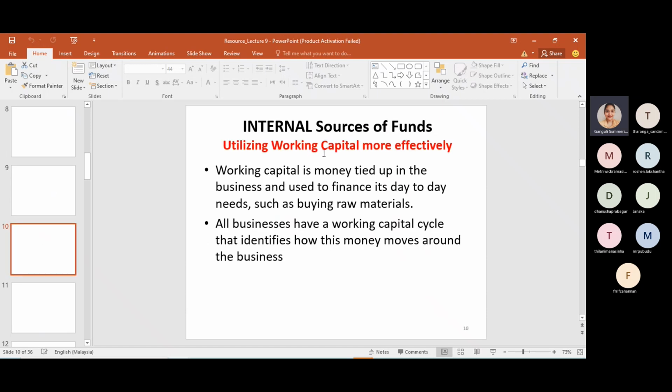Okay, so working capital. What is working capital? Working capital is money tied up in the business and used to finance its day-to-day needs, such as buying raw materials. Working capital means the capital or the money that you need for your day-to-day work happening in the company. Whatever amount of money you need to finance the day-to-day needs of your company is called working capital.